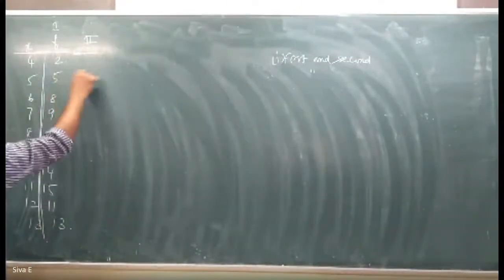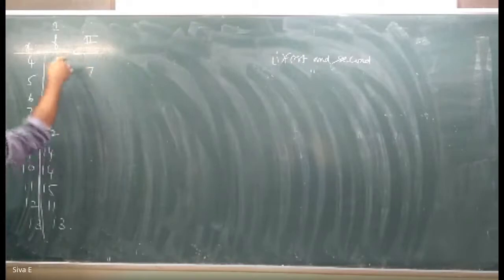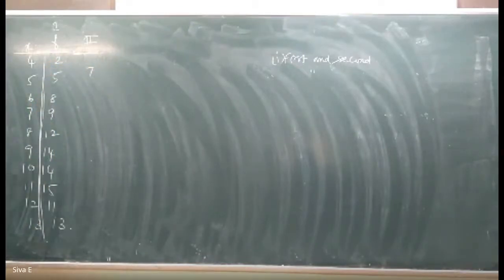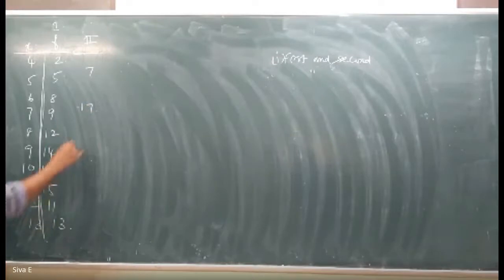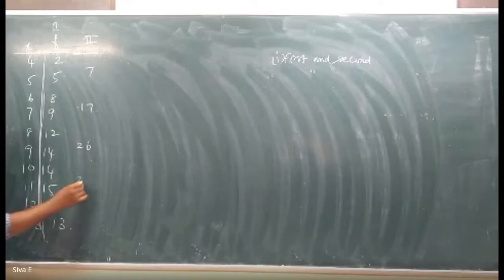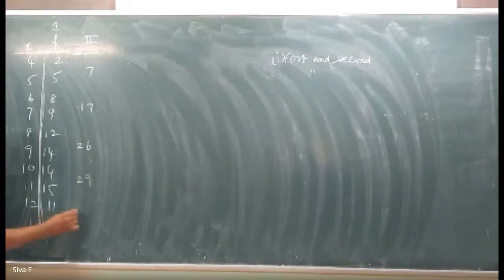So 2 plus 5, 7 you have to write in the middle. Then 13, 17, 26, 29, and for the last two items 24.